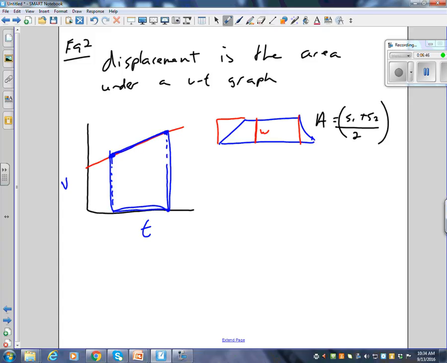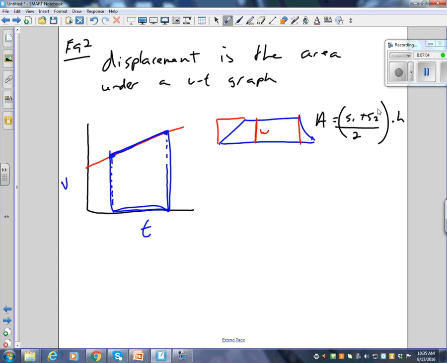The average of those top and bottoms times the height. That's the area of a trapezoid. Side 1 plus side 2 divided by 2, the average side, times the height.